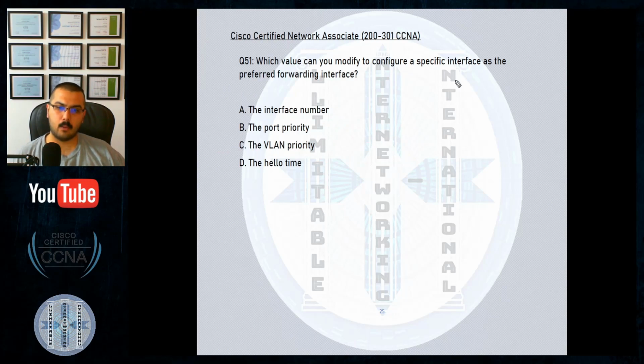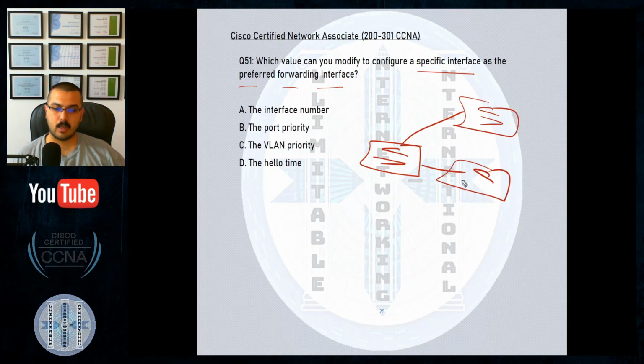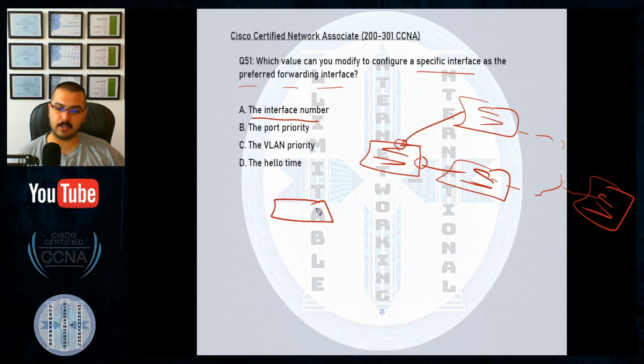51. Which value can you modify to configure a specific interface as a preferred forwarding interface? I have this switch that has two ports heading later on to a switch which is the root bridge. How can I specify which one is preferred to become active and the other one to be blocked because of spanning tree? The interface number would be correct if I had this type of scenario.